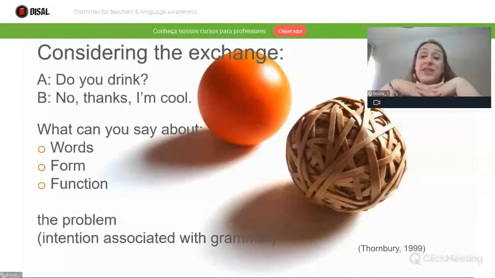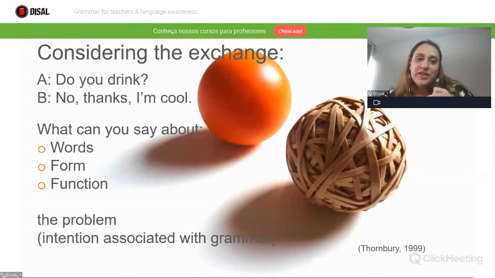But then, having said that, we need to think of the intention that we want. So oftentimes our students are worried about choosing the correct words, using the correct form, like, oh, here I'm using the auxiliary verb do to ask a question. So I remember to use do when I want to ask a question and so on. So the form is correct. But you don't want to ask the person if the person drinks. You want to ask something else. So in this case, we have to consider the function, that is the intention associated with grammar. So you always have to think about function, not only form.